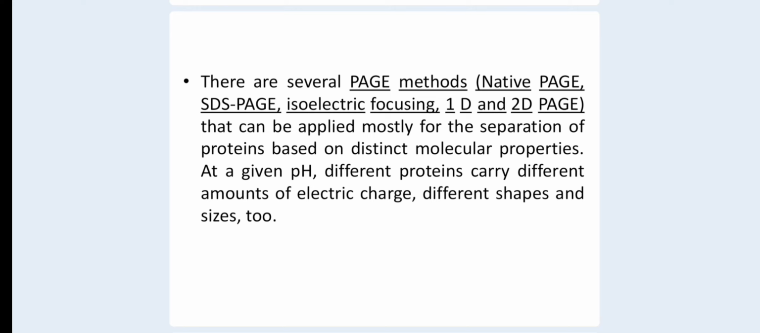There are several PAGE methods: native PAGE, SDS PAGE, isoelectric focusing, and one-dimensional and two-dimensional PAGE are available, and they can be applied mostly for the separation of proteins based on distinct molecular properties. At a given pH, different proteins carry different amounts of electric charge, different shapes and sizes.